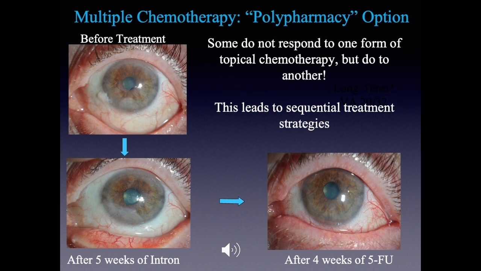So far, we've seen several cases where only one chemotherapeutic agent was used. Here we have an example of sequential polypharmacy, where one chemotherapeutic agent is abandoned and replaced with another. First, we started with interferon, and after 5 weeks, the tumor was only slightly improved. Therefore, I switched to 5-FU 1%, and after 4 additional weeks, there was no evidence of residual cancer. This case demonstrates that you don't have to quit after one form of topical chemotherapy.